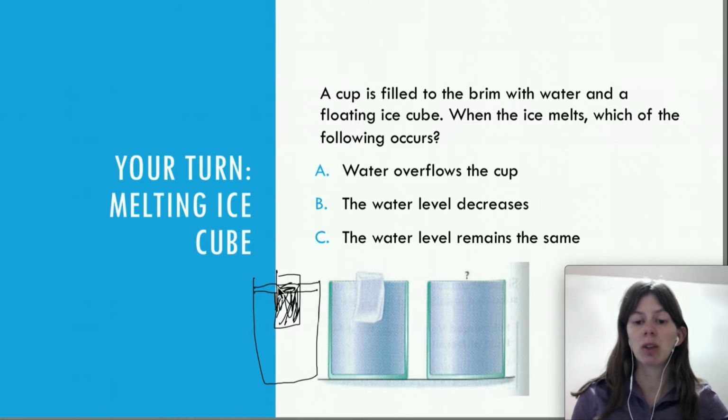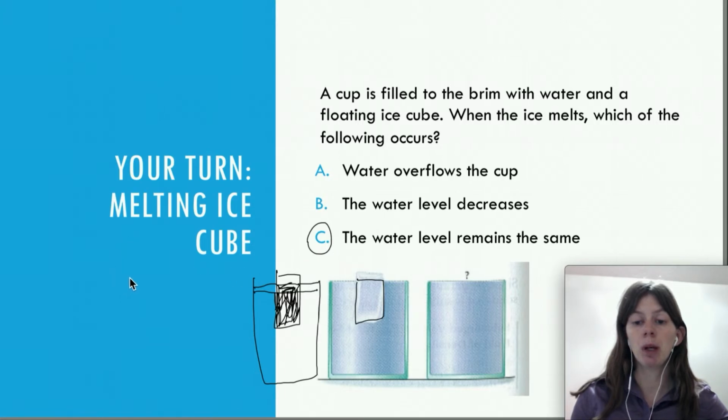If it does, if the melted ice takes up this amount of room, then the water level is not going to change. And that's actually what happens, that when the ice melts, it's going to take up this exact same amount of room, and the water level is not going to change. Now, how do we know this?